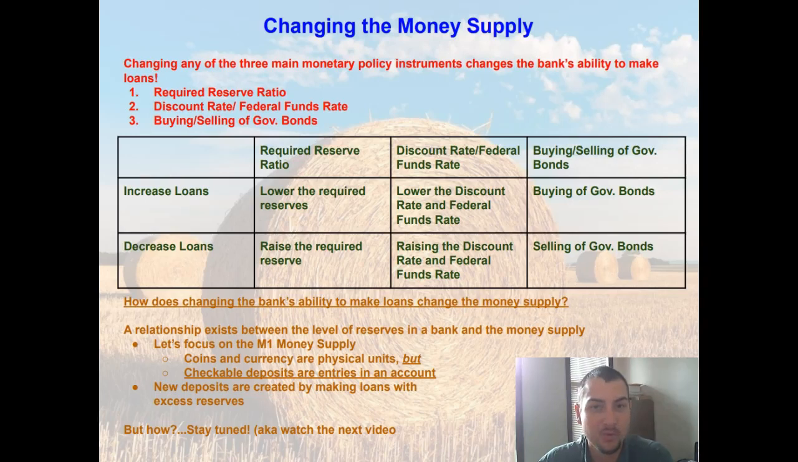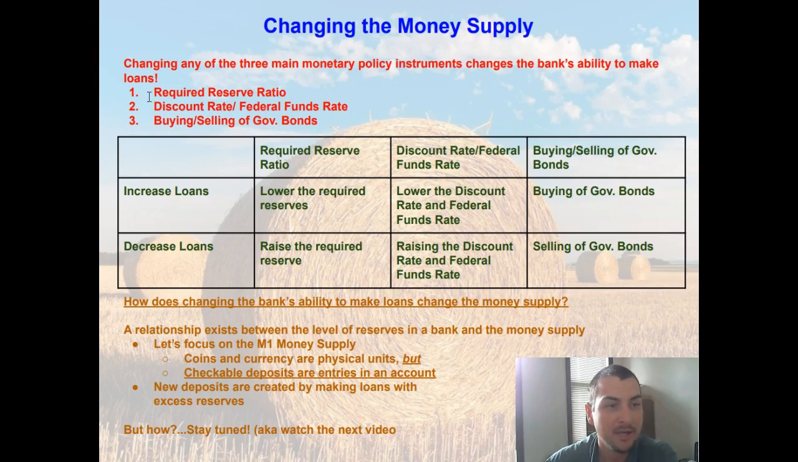So the Fed has these three monetary policy instruments. We've already covered them enough times, but we've never really spoken about how they actually change the money supply. Well, in these next couple of videos, we're going to dive into how it actually changes the money supply and what kind of effects we can see by changing one of these different monetary policies.